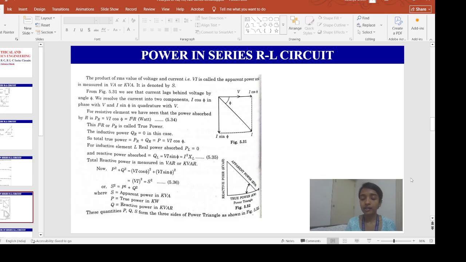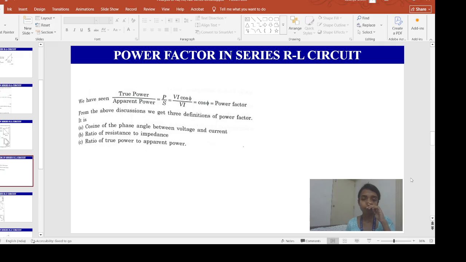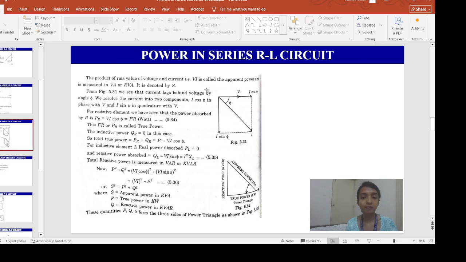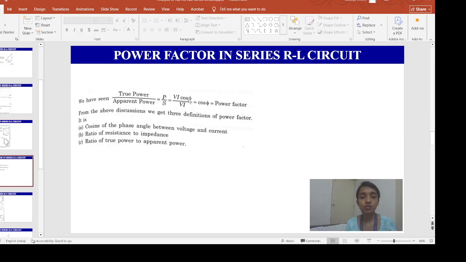Next, we will move on to the power factor. Power factor means the ratio of true power and apparent power. True power is P, apparent power is S. P means the power consumed by the resistive component, which is VI cos phi, and the apparent power is simply the product of the RMS values of the voltage and the current, which we have already seen. So it will be cos phi, which is the power factor.